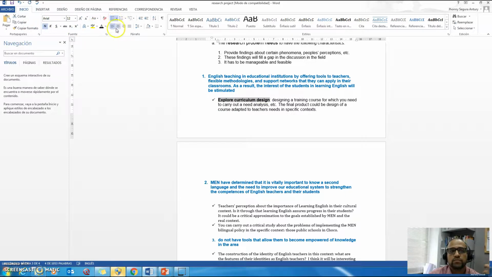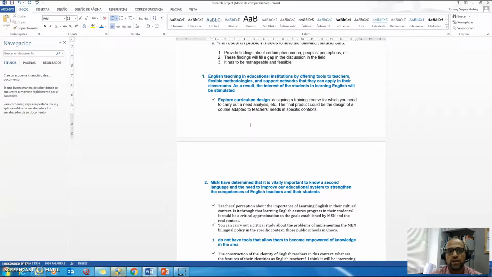Like in your case, would you design a program, a training course for which you need to carry out a needs analysis? I mean, the final product could be the design of a course adapted to teachers' needs in a specific context. I mean, you can explore that. Okay, I want to design a program, or I want to find out what are the teachers' needs and students' needs in these specific institutions. And at the end, I will, for example, design a program that will focus on or be adapted to the real situation, the real context in which people live.